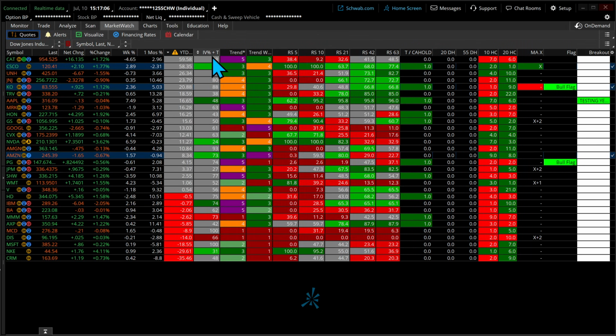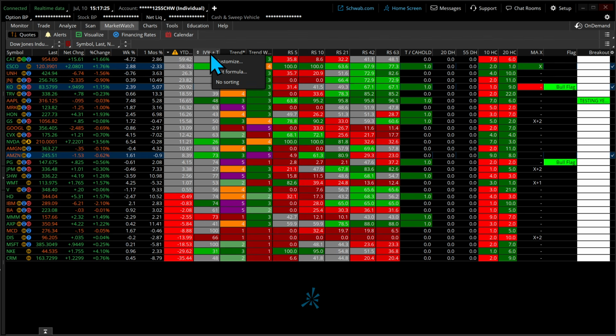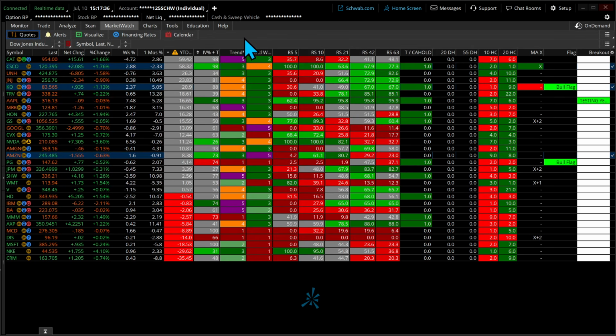Now, the IV percent plus technicals is really looking at the implied volatility percentage. The color of the boxes represents whether it has bullish or bearish technical analysis using the moving average, the MACD, and stochastics. You can right-click on that column heading and say Edit Formula, and it's going to give you a breakdown of what the colors of the boxes are showing. I'm going to hold off on that, but we can see that there.